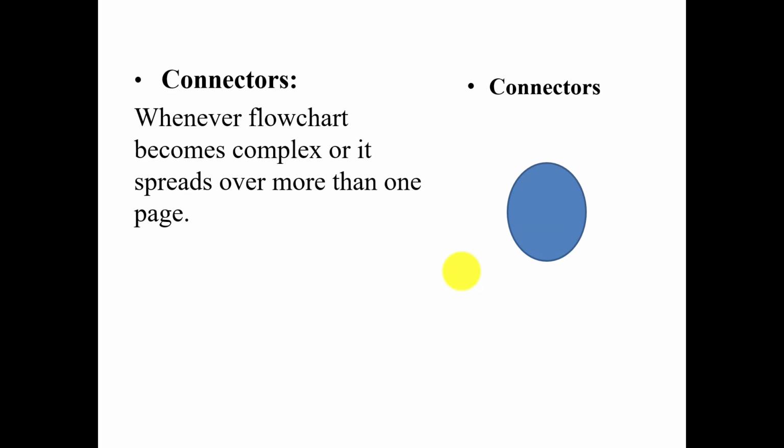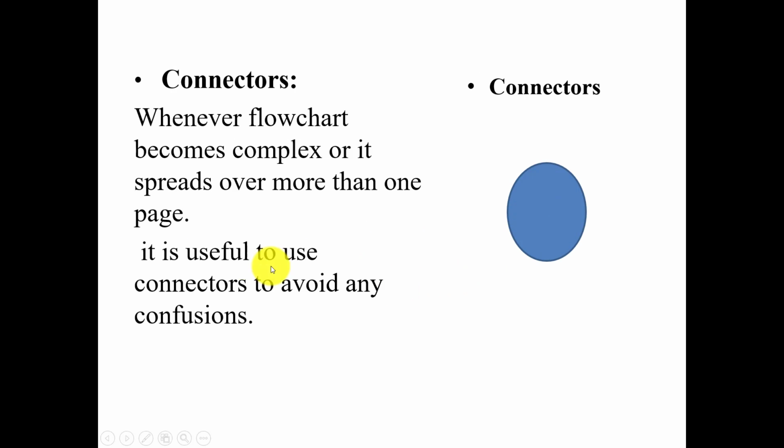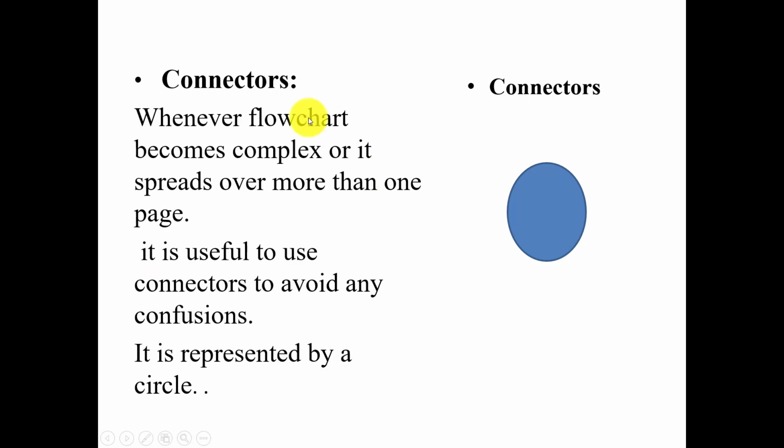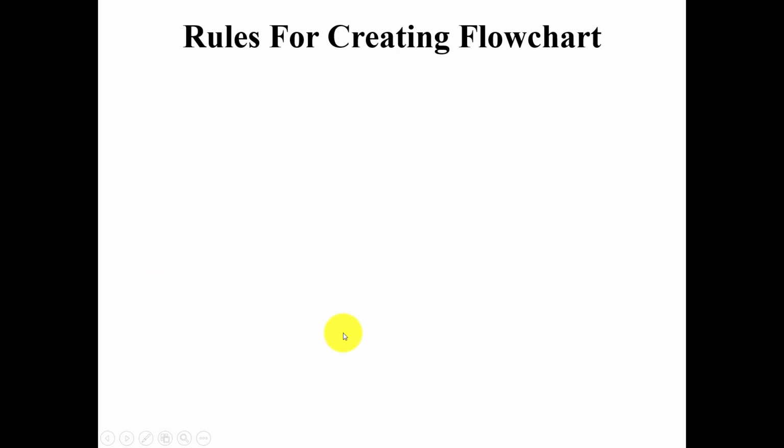Next is the connector. Whenever the flowchart becomes complex or spreads over more than one page, we can connect one symbol to another symbol by using a connector. It is useful to connect and avoid any confusion. So these are all the symbols which are used to draw a flowchart.